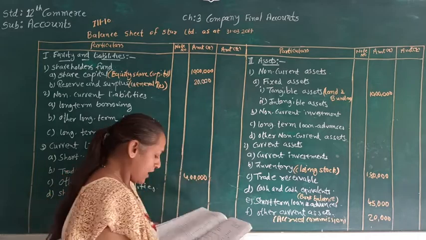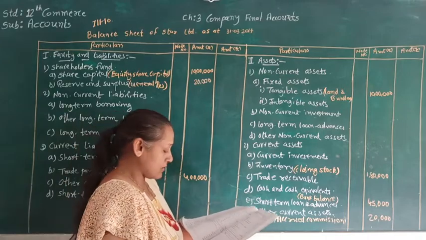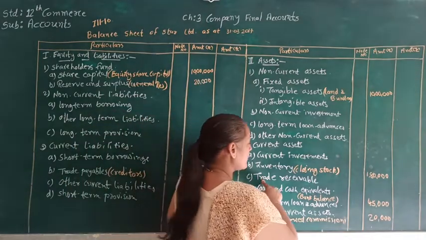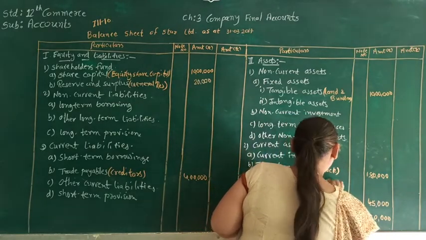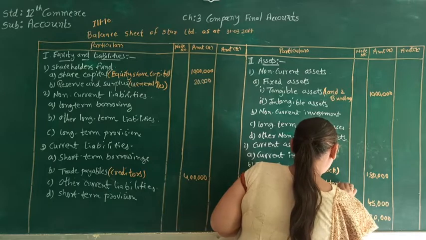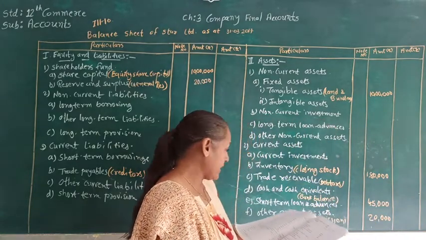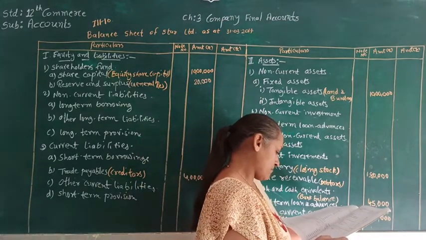Now after creditors, the other balance given to us is debtors, and debtors are trade receivables, so we will write here debtors, and the amount of the debtors is 2,30,000.